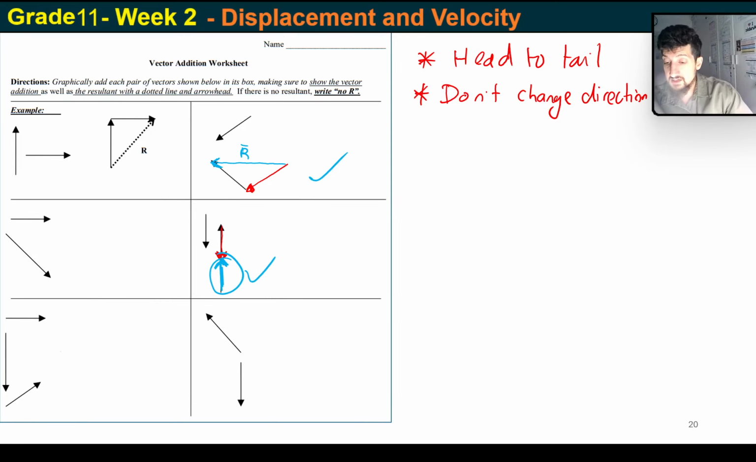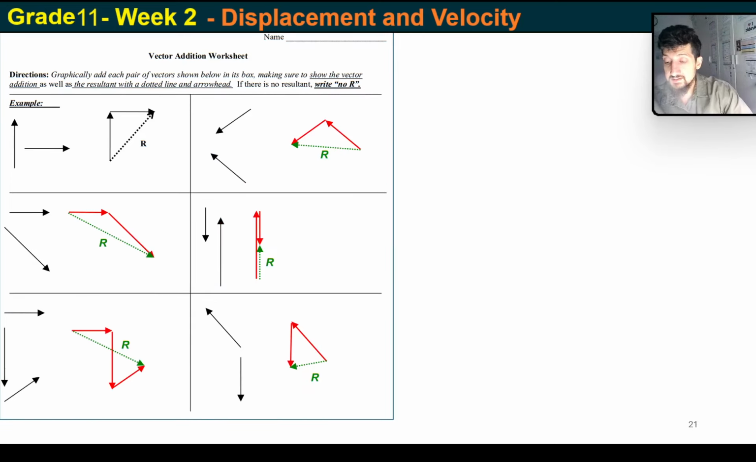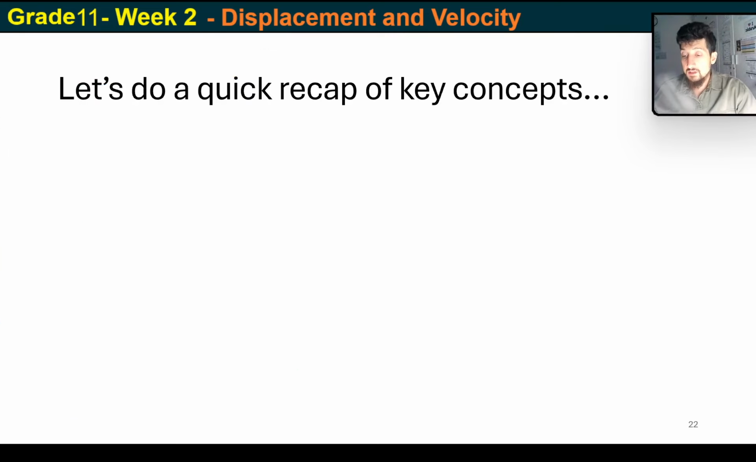Okay, let's look at the answers now. Here are the answers. So please check your answers, make sure that you got them right. Once again, it doesn't matter how many vectors you have, you see it's always going to be head to tail. And it doesn't matter which one you start with, it's always going to be the same result. Okay? All right. Let's do a quick recap of key concepts. I think that's a good idea. Let's do it.